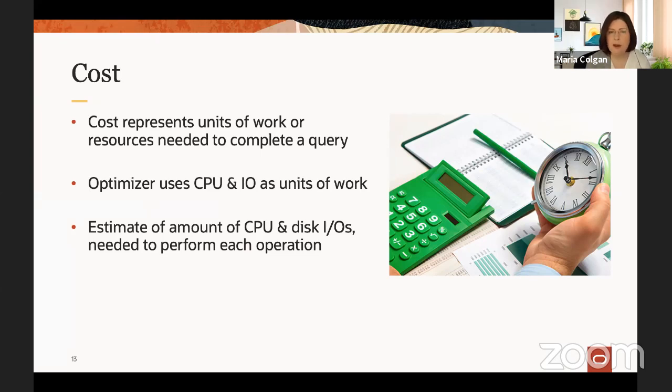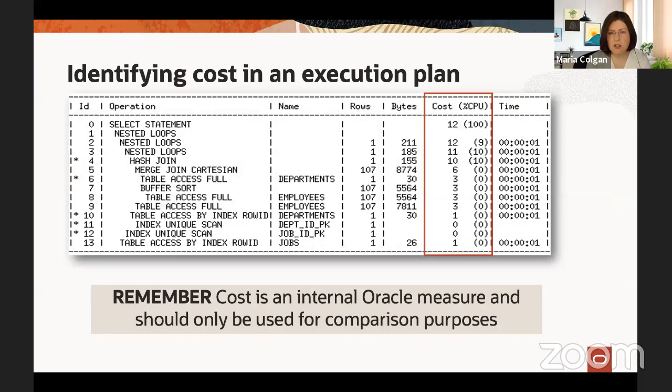Well, cost represents how much work or effort the optimizer believes is going to be necessary in order to complete your query. The optimizer uses things like CPU and IO as the units of work it believes are needed to execute the query. So it is the estimated amount of CPU and IO needed for each operation, and then the total cost is for the entire statement, all of it together. You can see it in the execution plan. There's a specific column called cost.